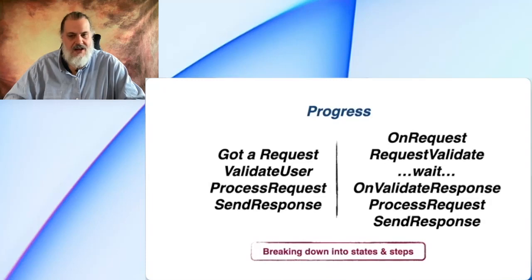And so, breaking it down into states and steps. At the first time, you actually had an implicit set of states in the sequential version on the left, that something went through, like request received, request being validated, request validated okay, processing request, sending response.